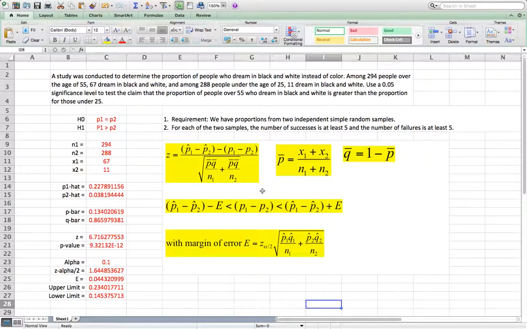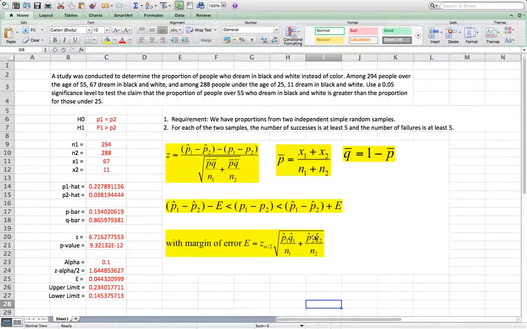So then the confidence interval for the difference of the two population proportions, P1 minus P2, will be given by this: P1 hat minus P2 hat, plus or minus E. P1 hat, we already said, is the proportion from sample 1, P2 hat is the proportion from sample 2, and this E is the margin of error. The margin of error is given by this formula: Z alpha over 2. Again, alpha is the significance level. If you want to construct a 95% confidence interval, then alpha is 1 minus 0.95, which is 5%.